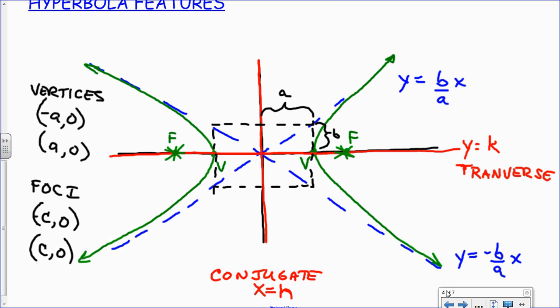And the equation of the transverse is y equals k, so that's the y coordinate of the center. The conjugate is x equals h, the x coordinate of the center. And in this case, they would just be y equals 0, x equals 0. The asymptotes are lines, okay? So we put those in slope-intercept form.